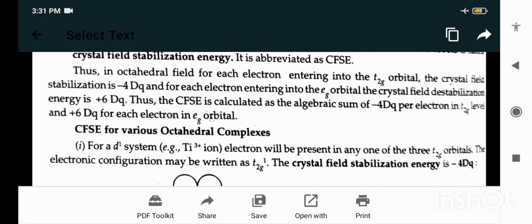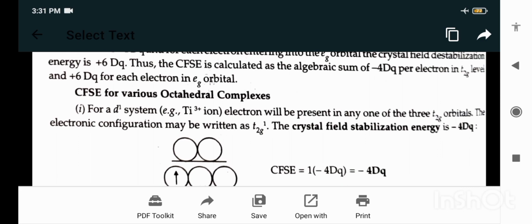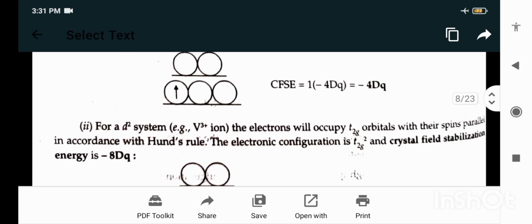CFSE for various octahedral complexes. For a d1 system, the electron will be present in any one of the three t2g orbitals. The electronic configuration may be written as t2g1. The crystal field stabilization energy is minus 4 Dq.